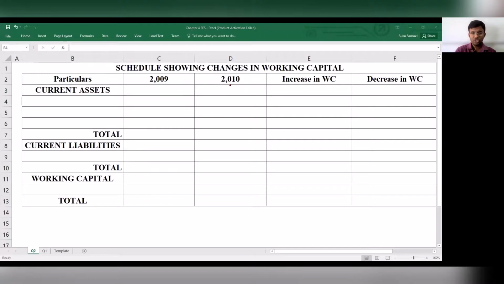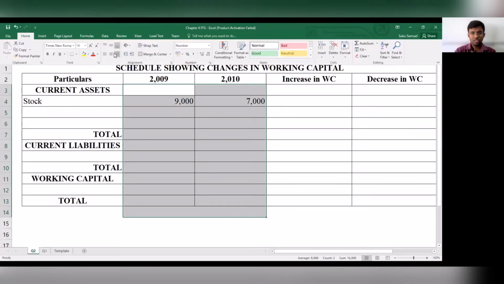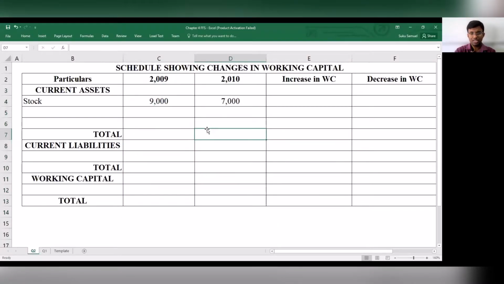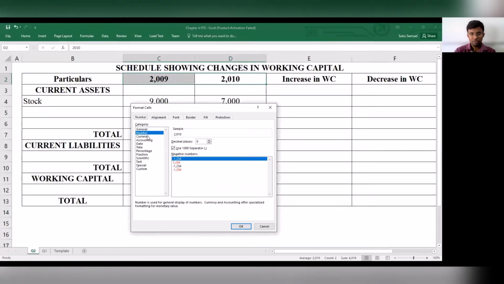Okay, now let's look at which are the current assets that we have. So the current assets that we have here are stock. Stock is 9,000 in 2009. Then for 2010, it is 7,000. So the stock has changed by 2,000. Just give me one quick minute. I'll just make one small modification over here for you guys.